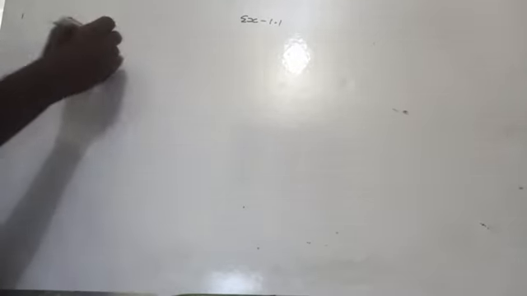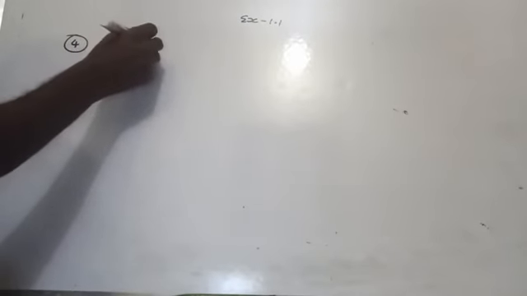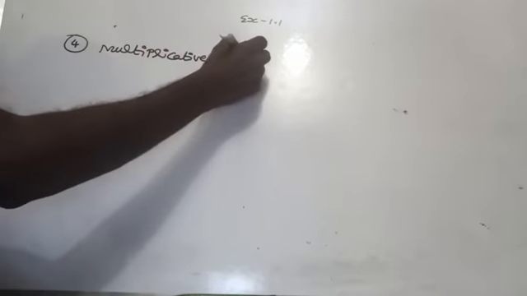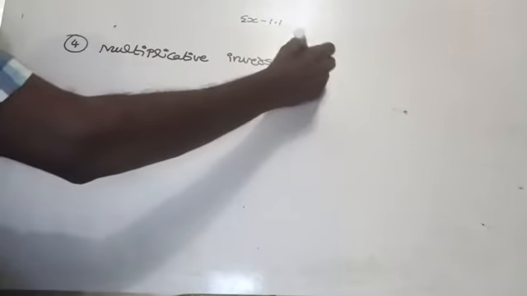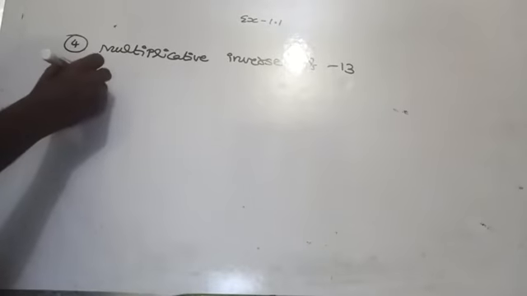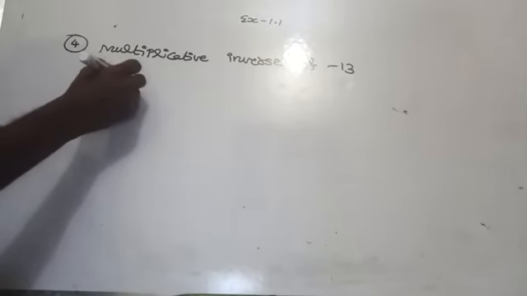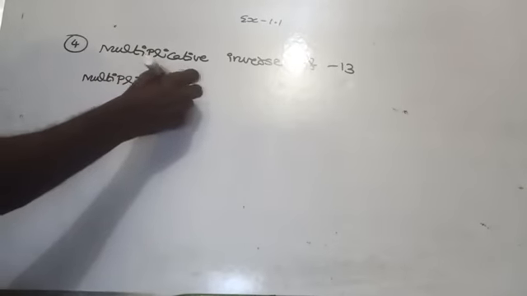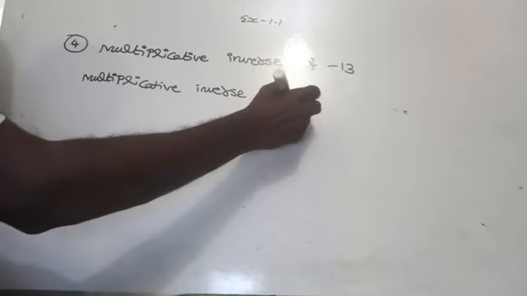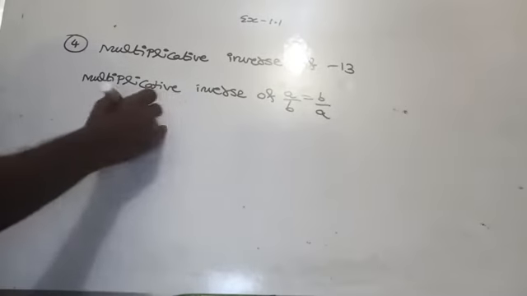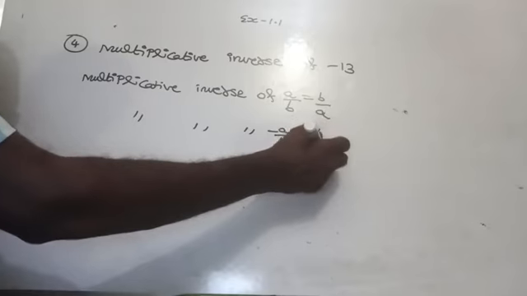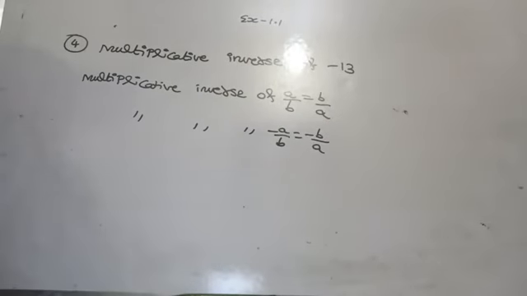Find the multiplicative inverse of minus 13. What is the multiplicative inverse of a by b? It is b by a. The multiplicative inverse of minus a by b is minus b by a. Are you getting there? Yes.